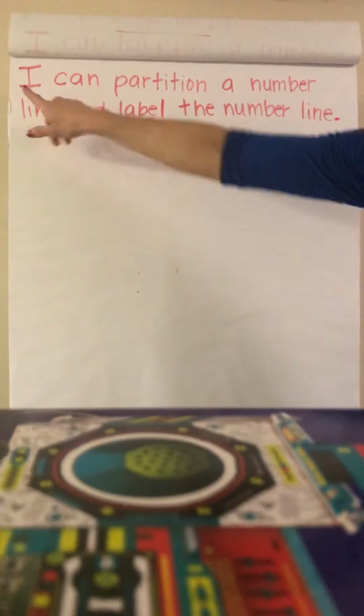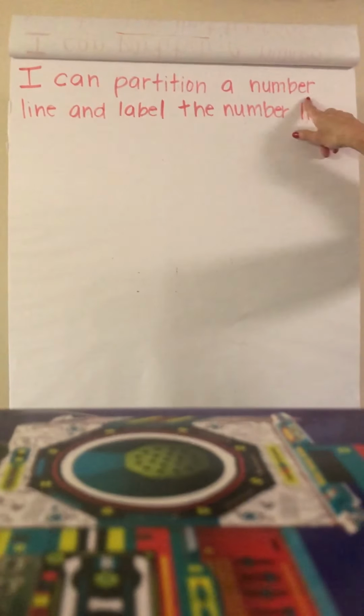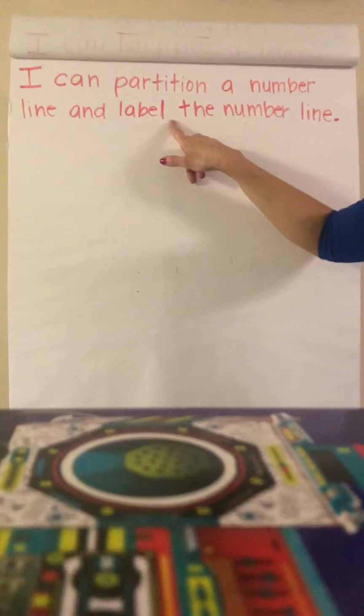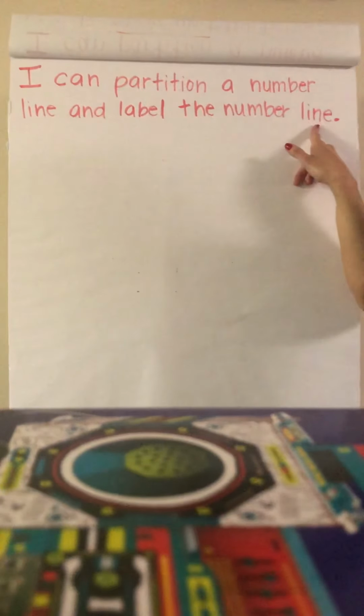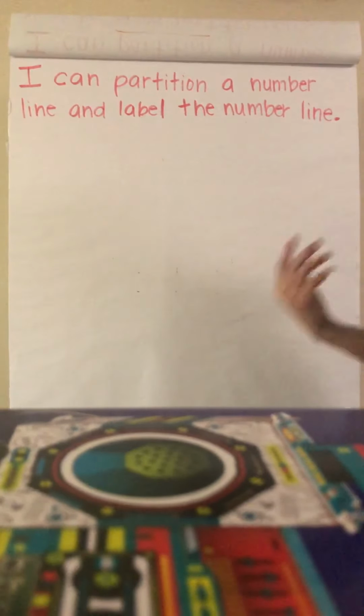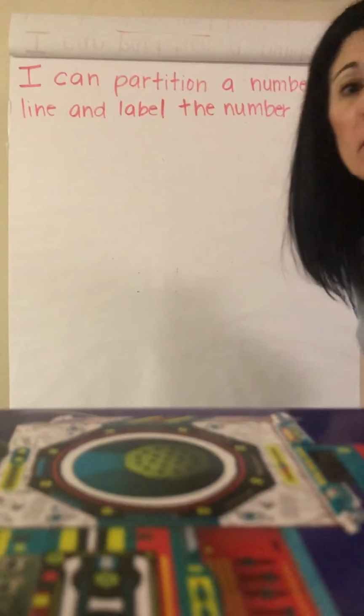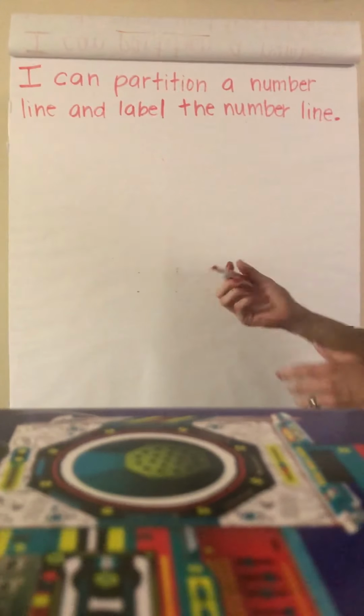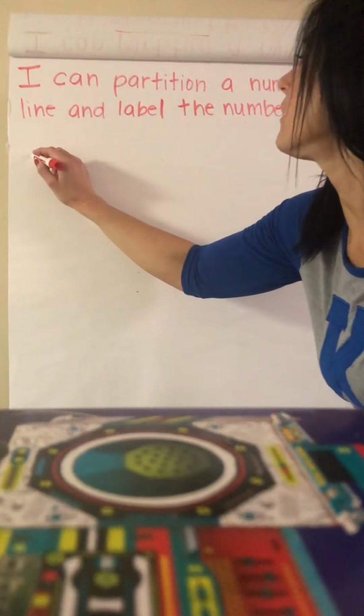So if you look today, our learning target is I can partition a number line and label the number line. Okay, so today we're going to actually label our number line with some fractions. Okay, so let's get a number line drawn.